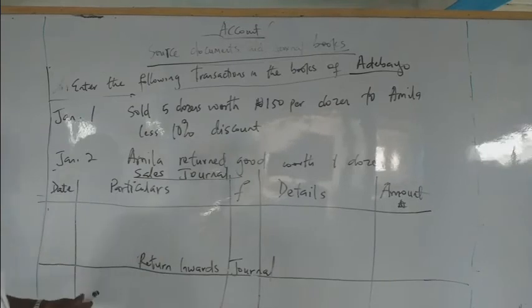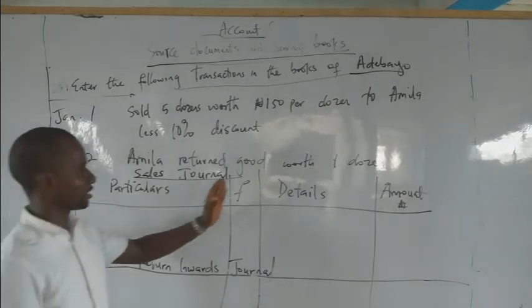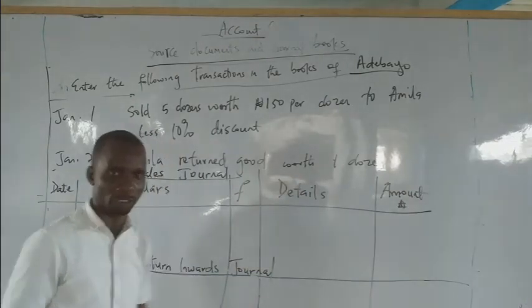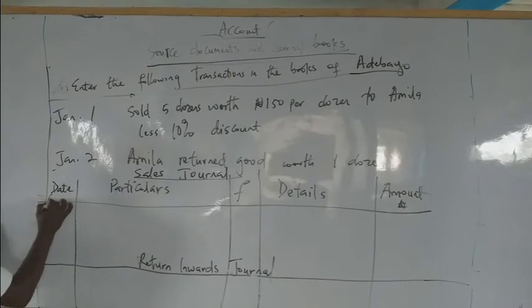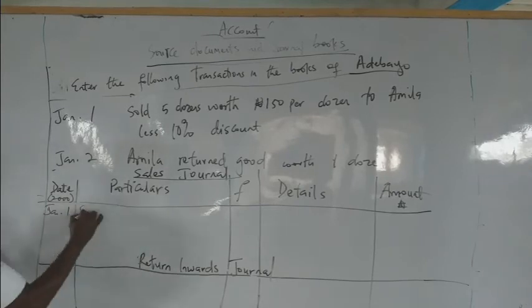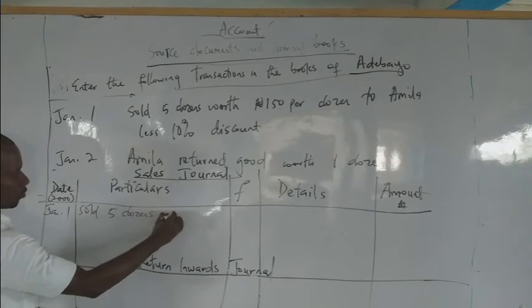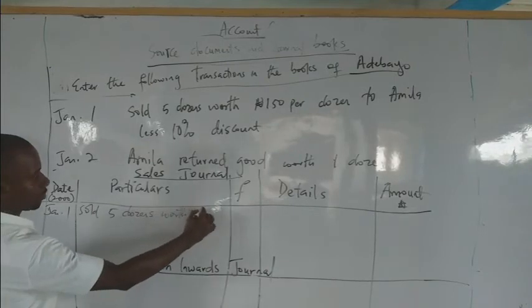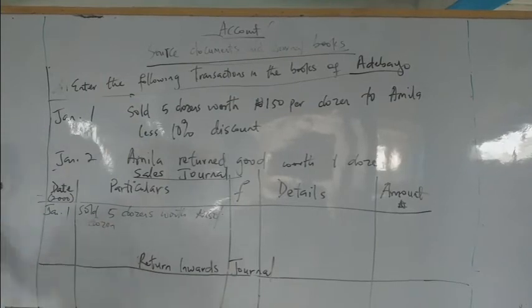Now, the details is still similar to the ones we just did. Purchase. Dates, particulars, folio, details, and what? Amount. We will now come under the dates. We can put year 2000 here. January 1st. And what are the details? Sold 5 dozens, worth how much? 150 naira per dozen. And how much is that?